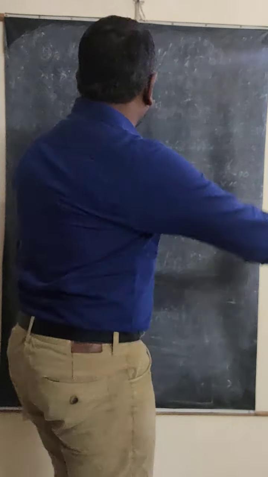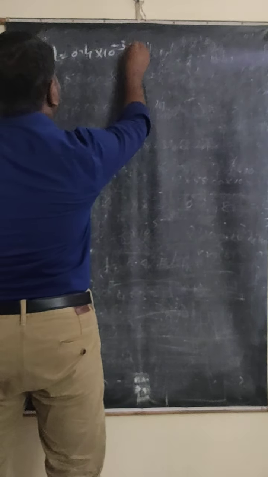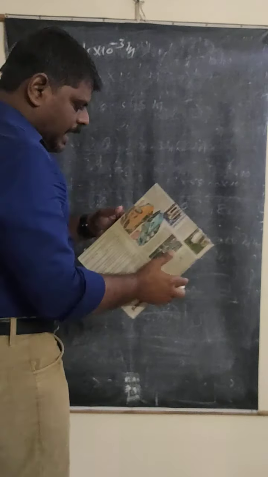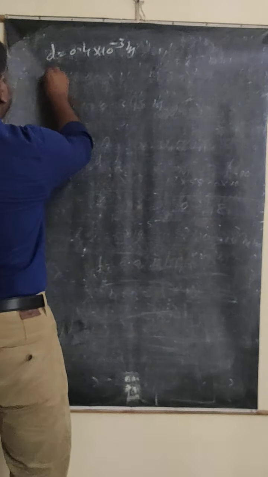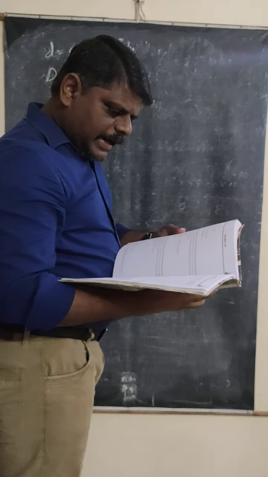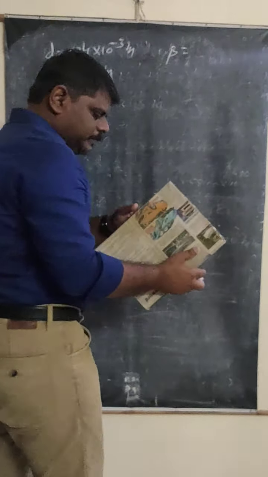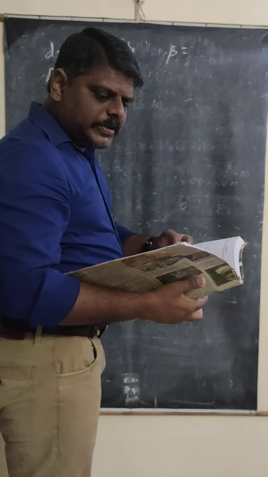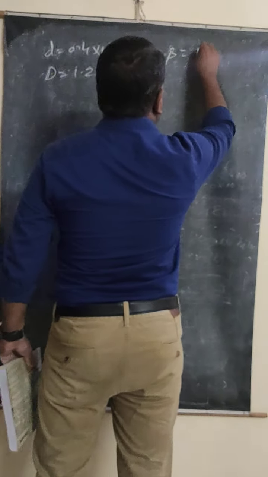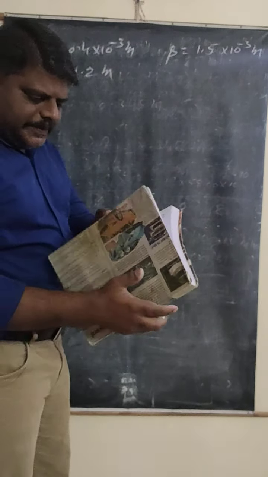So let us write down the values first. The distance between the slits, small d, is 0.4 × 10^-3 meters. The distance of the screen, capital D, is 1.2 meters. Beta is given as 1.5 × 10^-3 meters. All are given in SI units only.